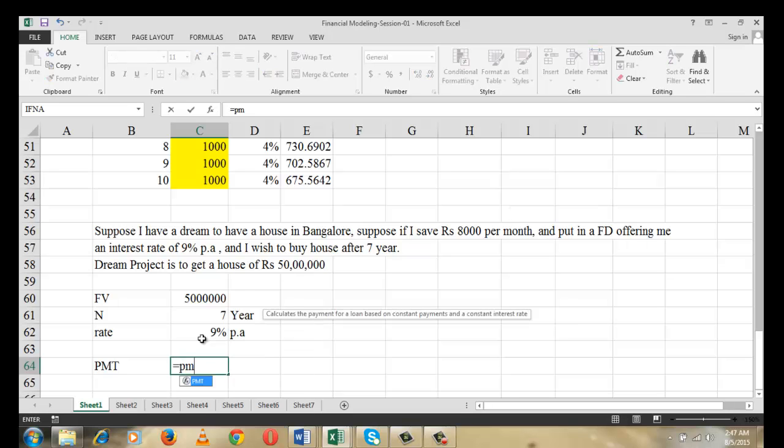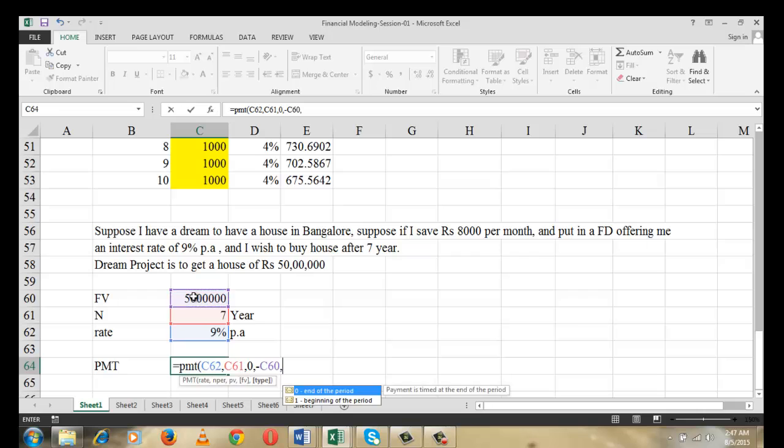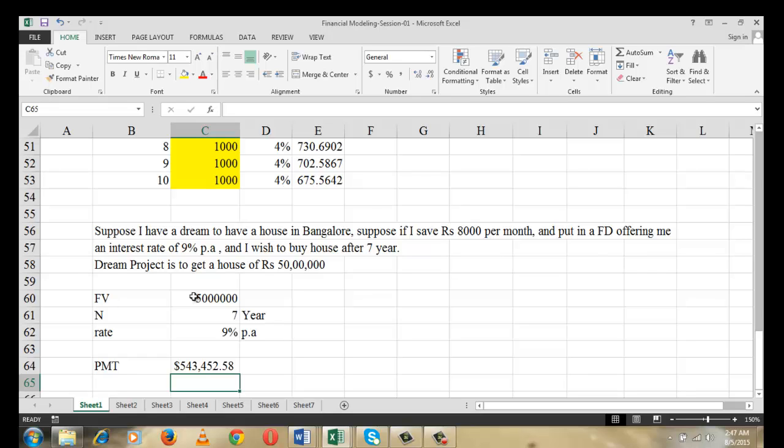For that, you use the formula PMT. The rate is 9%, then NPER, that is 7 years. Then PV, the PV is 0, and your dream project is the FV, that you want to have a house of 50 lakh, comma 0, close bracket, enter. So it comes around 5,43,452 rupees you have to pay every month.